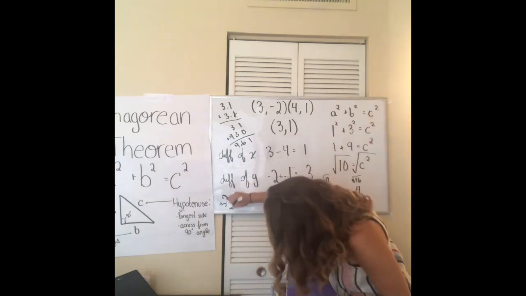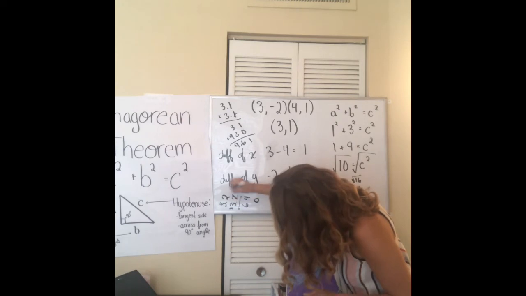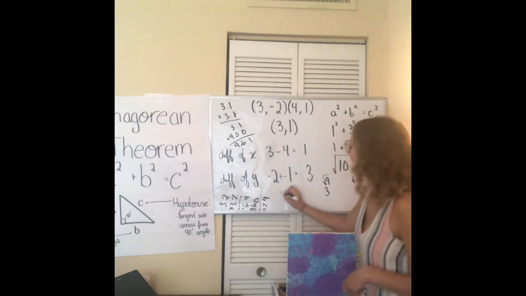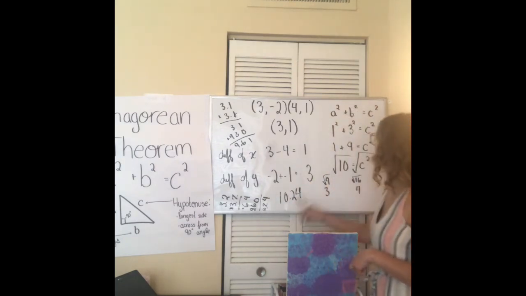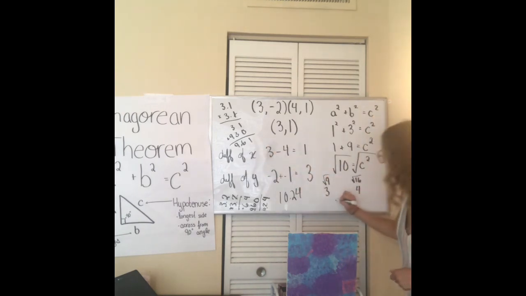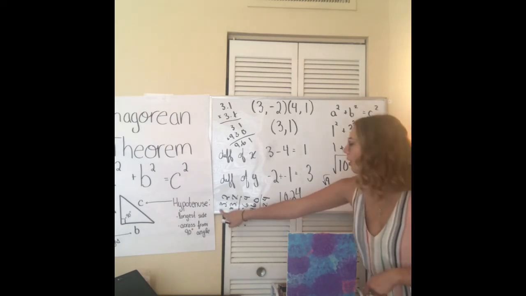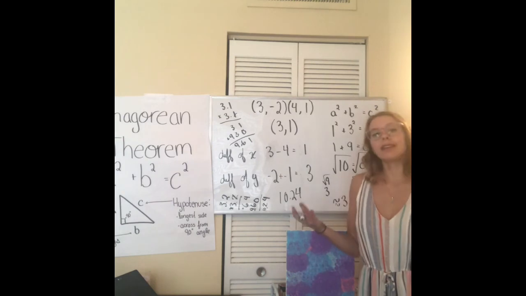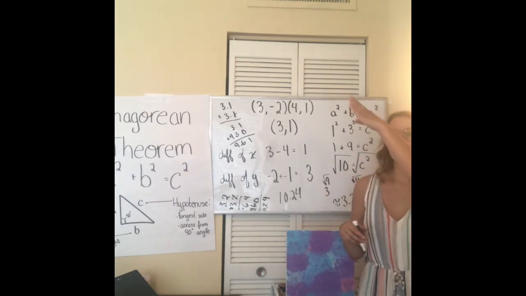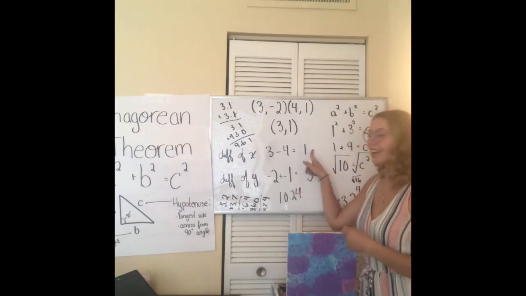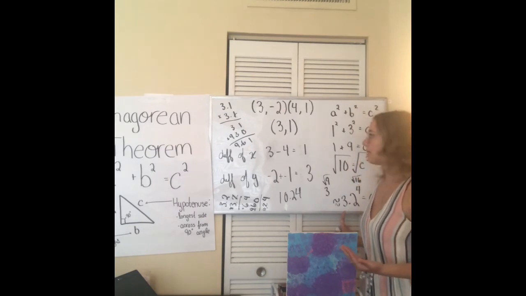Let's try 3.2 times 3.2. I got 10.24. And 10.24 is much closer to 10 than 9.61. So my C value is approximately 3.2. And I know that that is possible because my C value should be the longest distance, and 3.2 is higher than 1 and 3. So this is a possibility to be my answer.